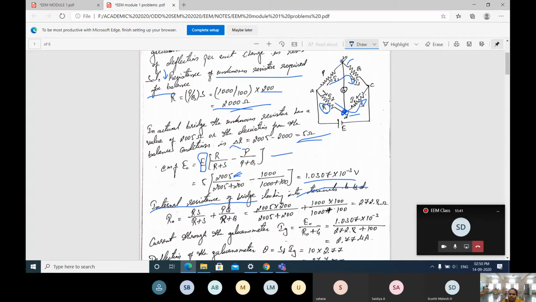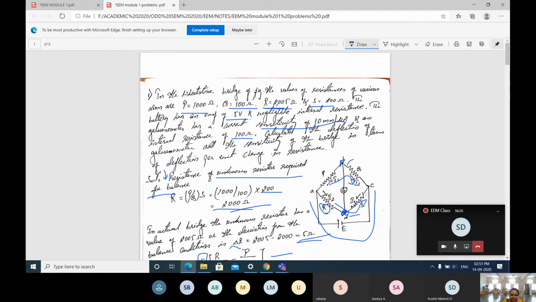Here at the B terminal, it will be P into Q divided by P plus Q. Substitute the values here: 2005, S as 200, P as 1000, Q as 100. You will get 272.8 ohms. Then this will be the resistance across the galvanometer. Then what is the current across the galvanometer? We have to find that: Ig equals the total EMF E0 divided by the internal resistance R0 plus G.